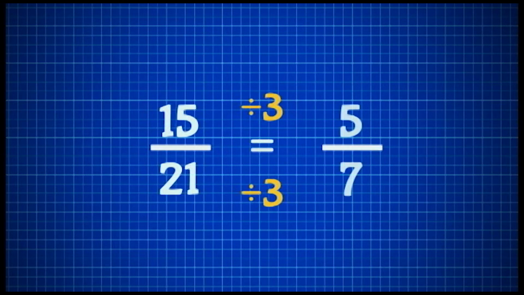Now let's simplify 15 over 21. Both 15 and 21 can be divided by 3. So we divide both 15 and 21 by 3. 15 divided by 3 is 5, and 21 divided by 3 is 7, so we get our answer, 5/7.